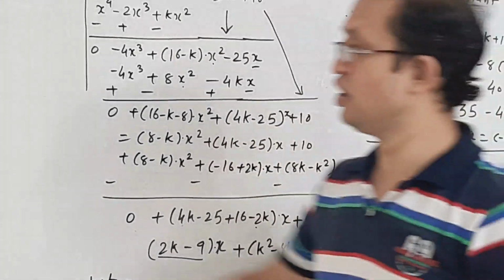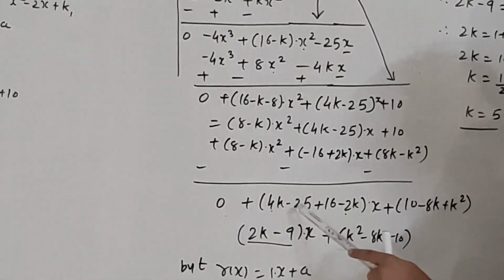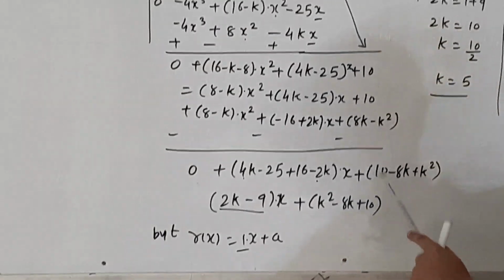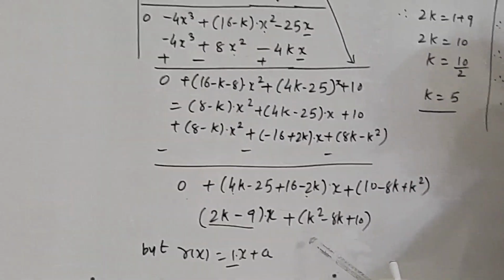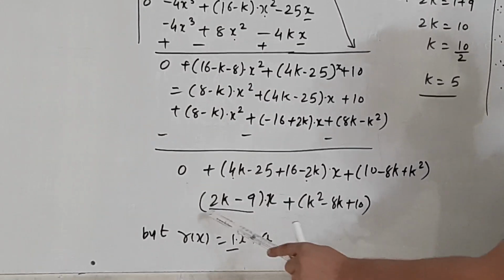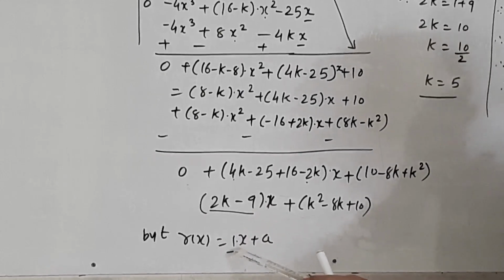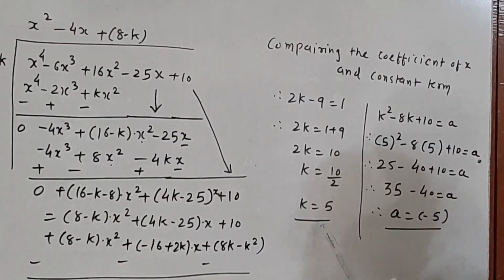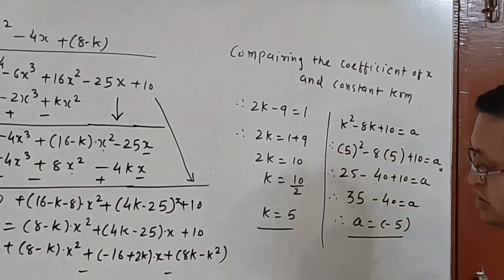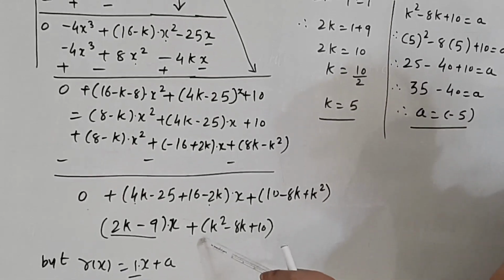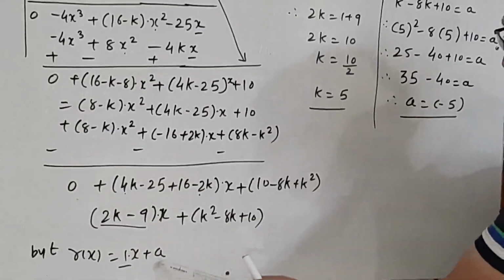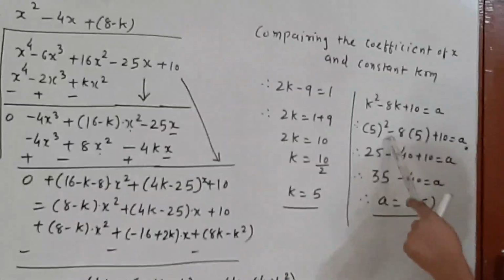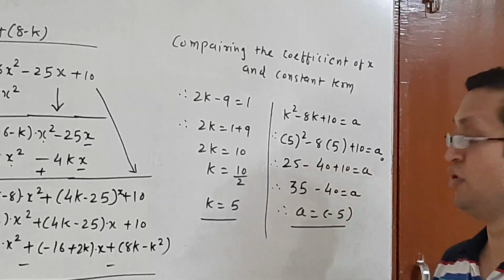But here the remainder r of x is equal to x plus a, and that simplification is 4k minus 2k, 2k minus 25 plus 16 minus 9 into x, in decreasing order of k. That one is the constant term, and that one is the coefficient of x, 2k minus 9. Comparison with the coefficient of x, which is 1: 2k minus 9 is 1, therefore 2k is equal to 10, therefore k is equal to 5. Substitute k is equal to 5 in the constant term, k square minus 8k plus 10 is equal to a. Substitute k is equal to 5, therefore the value of a is equal to negative 5.